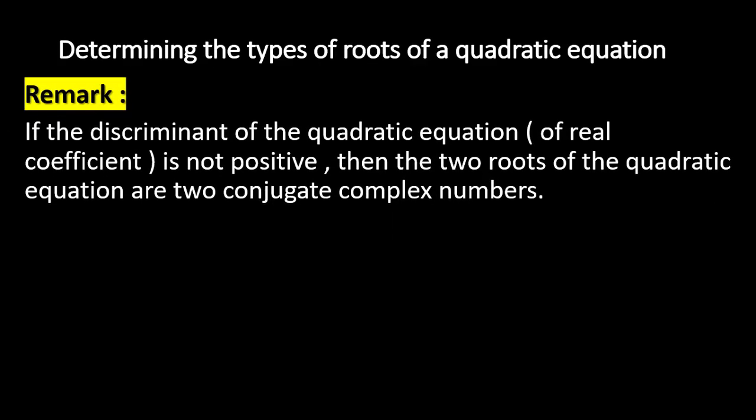Okay, if the discriminant of a quadratic equation with real coefficients is not positive, it means it is negative, so I have two complex and non-real roots. Then the two complex and non-real roots will be two conjugate complex numbers. It means if the first one is 2 minus a, the second one will be 2 plus a, and so on. So if the discriminant is less than 0, it means I have two complex and non-real roots. The two complex roots will be conjugate.